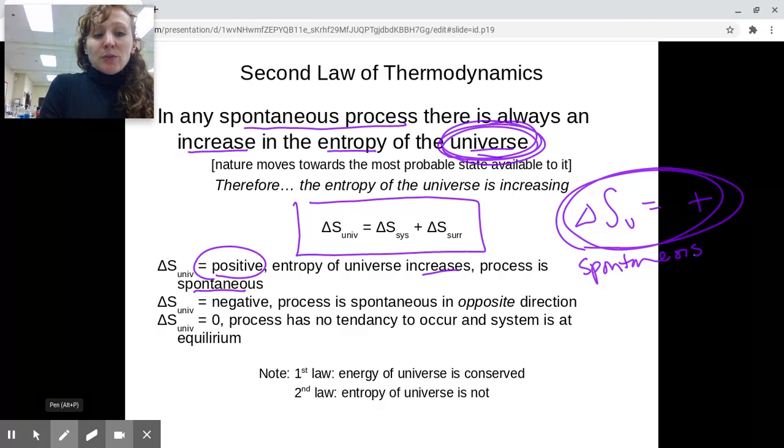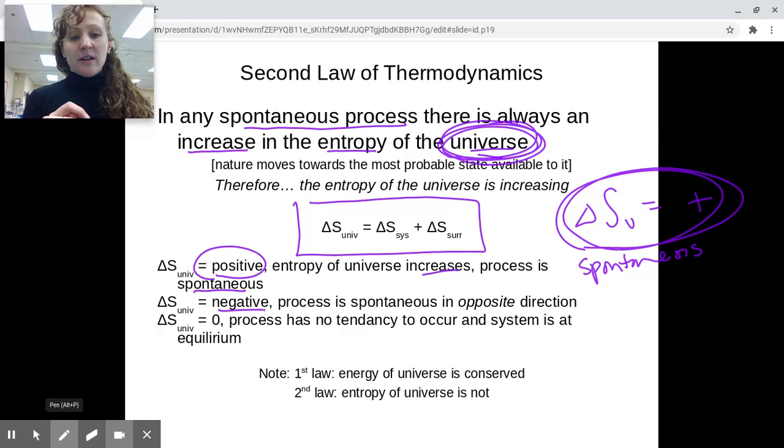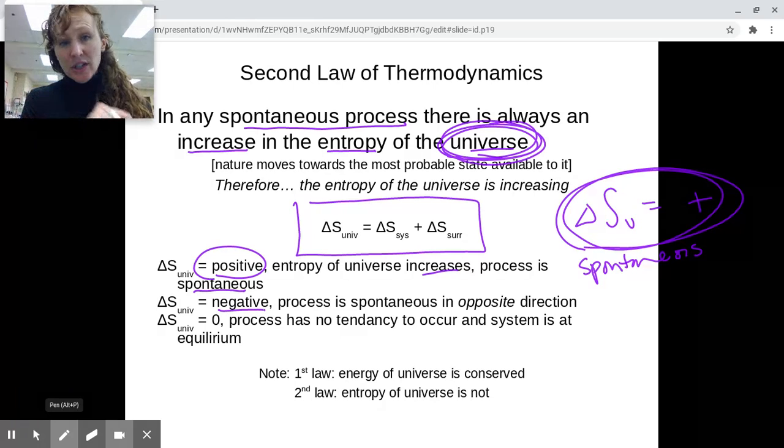If entropy of the universe is negative, that means the opposite is true. The entropy of the universe is decreasing, so the universe is becoming more ordered, and the process is spontaneous in the opposite direction.